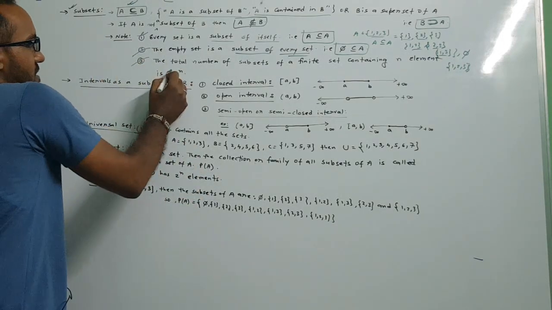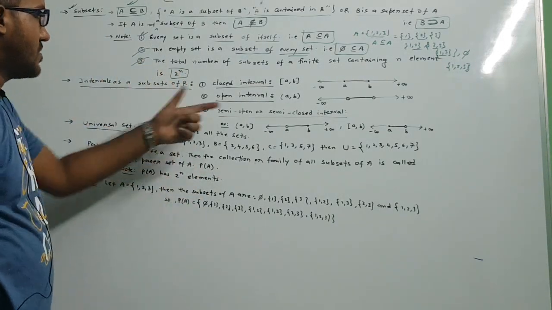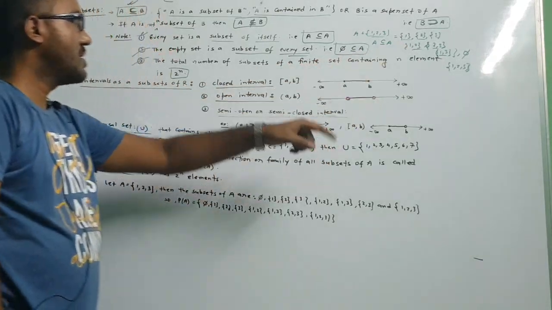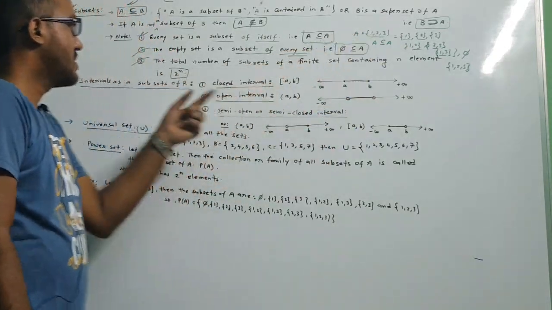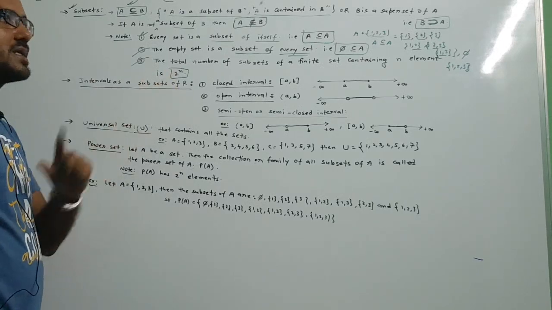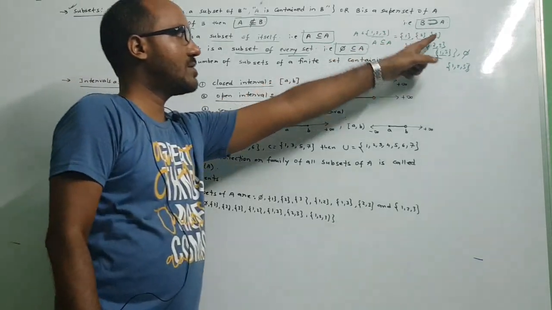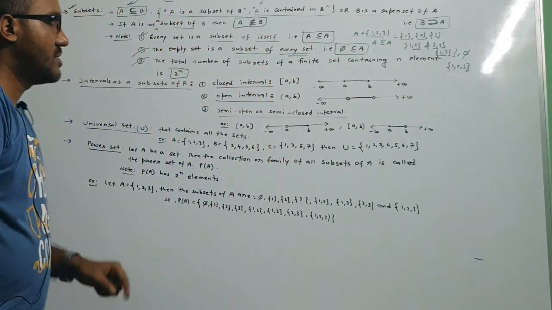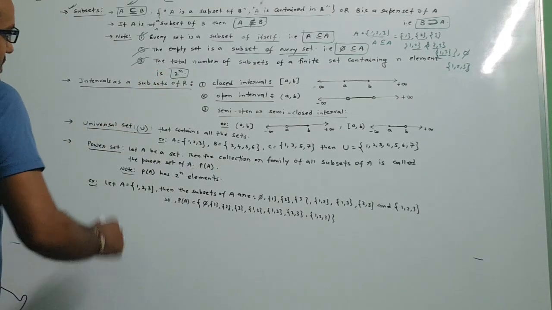Total number of subsets is 2 to the power n. See, I have already given you an example. If we have 3 elements, then we will have 2 to the power n subsets. So 2 to the power 3 is 8, and I have written down all the 8 subsets. So this is extremely important.